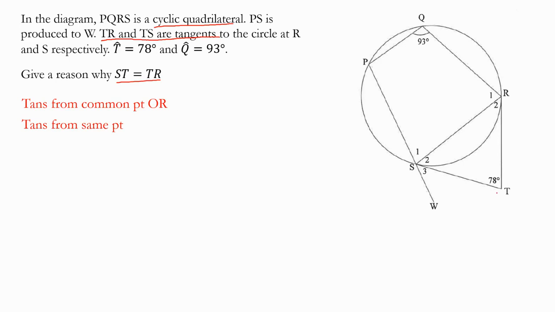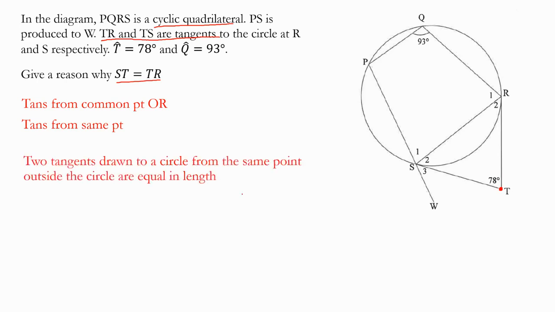We're saying two tangents drawn to a circle from the same point outside the circle, like here from T. T is a point outside the circle. Two tangents drawn to a circle from the same point outside the circle are equal in length. Please remember that. So that's the answer that we have.